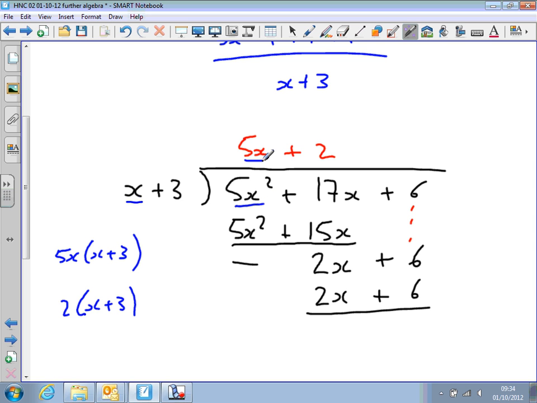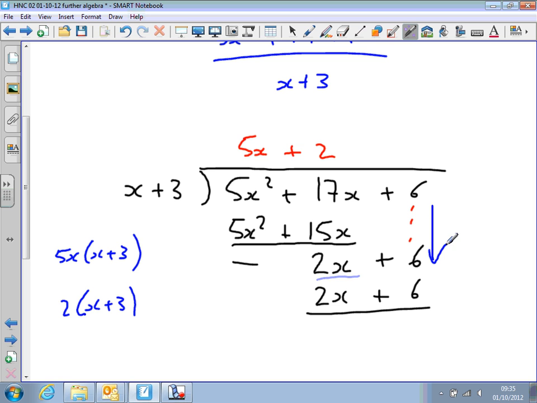And what have we got to times the x by to get that 5x? What is 5x times x plus 3? And that's what goes underneath, so I can work out the remainder. This must disappear, so they must cancel. And then I've got 17x minus 15x is 2x. Bring down the next number. And then repeat the process.